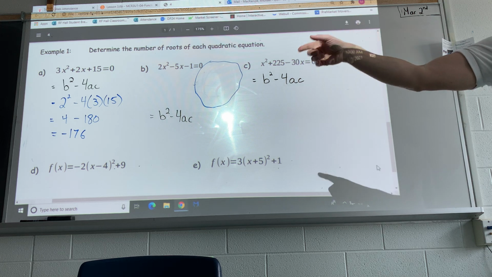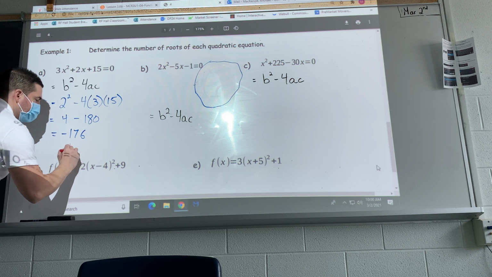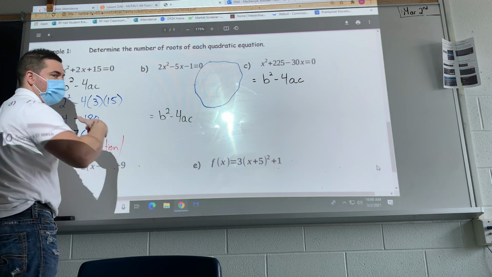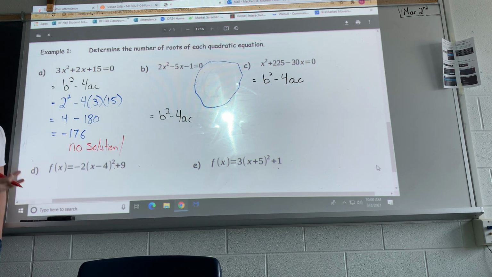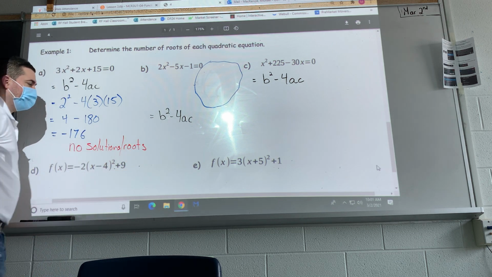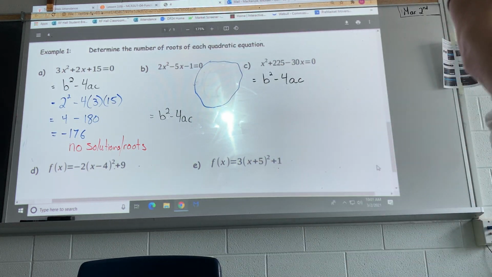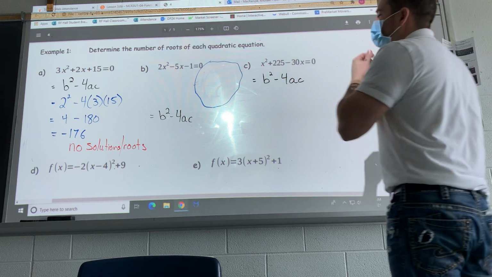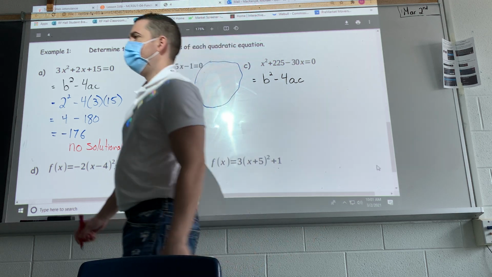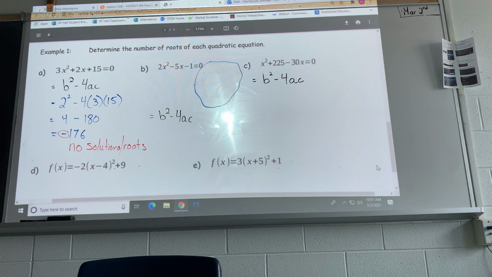2 answers, 1 answer, or no answers? No answers, okay? So no solutions. Or you can say no x-intercepts, no roots, no zeros. But again, roots, zeros, x-intercepts are all the same thing, just different words for it. And why is this not having any solutions? Because it's less than 0 and it has this negative. Okay, so no solutions.